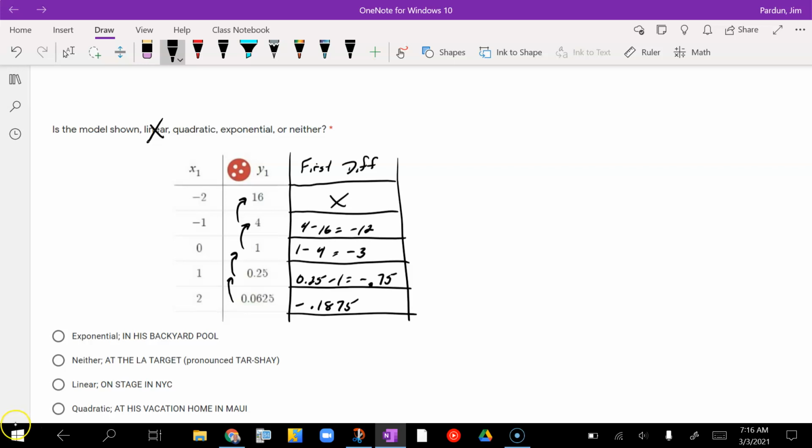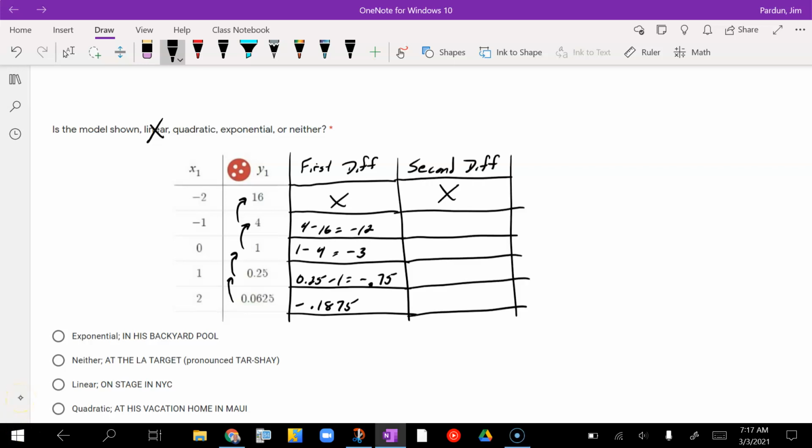But now let's check for quadratic. If it's quadratic, I'm going to have a common second difference. So -3 minus -12 gives me 9. But I can see now that when I take -0.75 minus -3, that is not going to equal 9. I get 2.25 there. So I'm going to stop right there because I know it doesn't have a common second difference, so it can't be quadratic. Okay, now it might be exponential. If it's exponential, we have to check for a common factor. Now, that has nothing to do with the first and second difference.